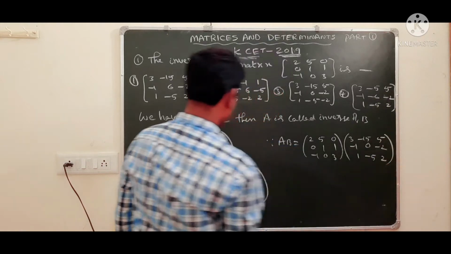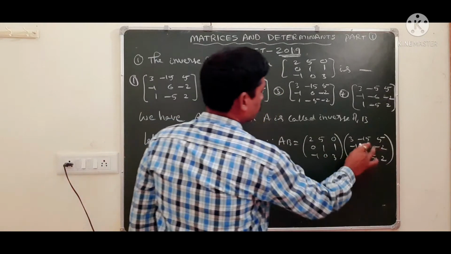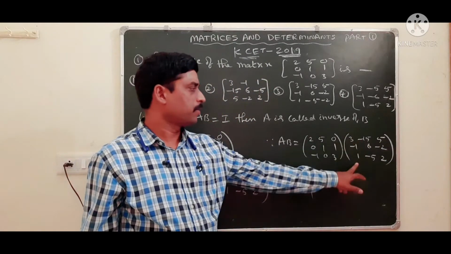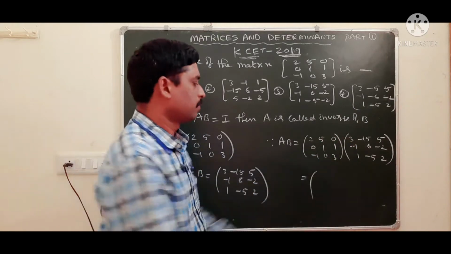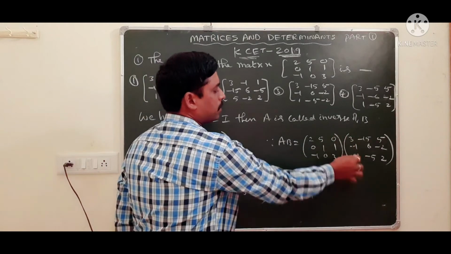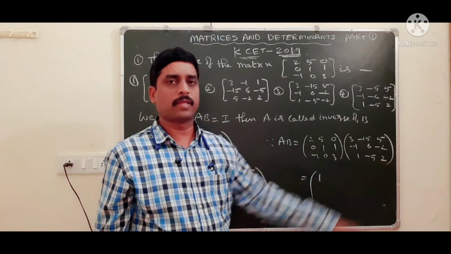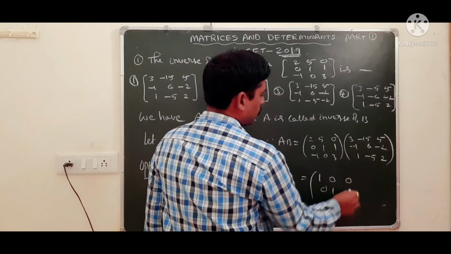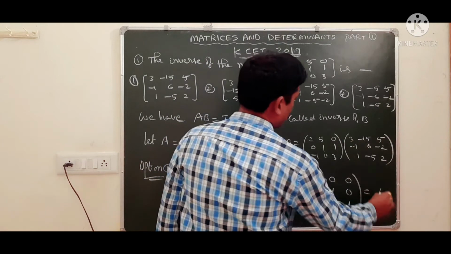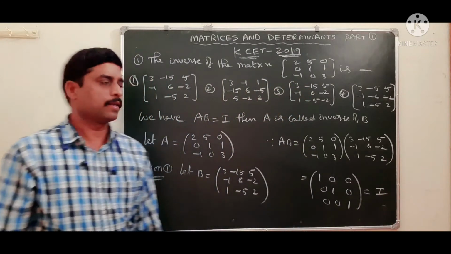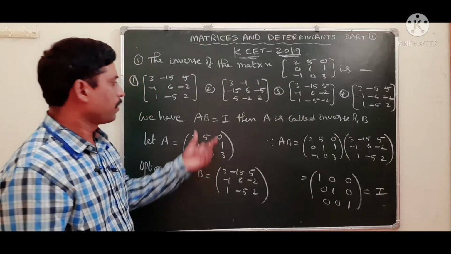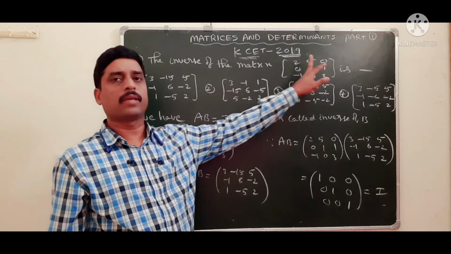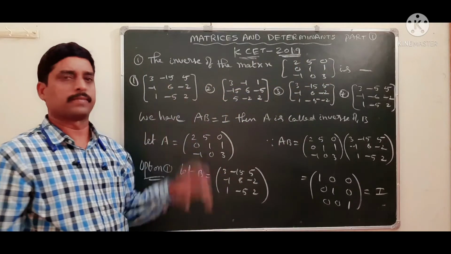First we have to multiply these two matrices. First row multiplied with first column, 6 minus 5 plus 0, 1. First row multiplied with the second column, minus 30 plus 30 plus 0. Okay, this is the unit matrix. We got the unit matrix, AB is equal to I. If AB is equal to I, then one is the inverse of the other. So therefore the inverse of the given matrix is option 1, which is correct.